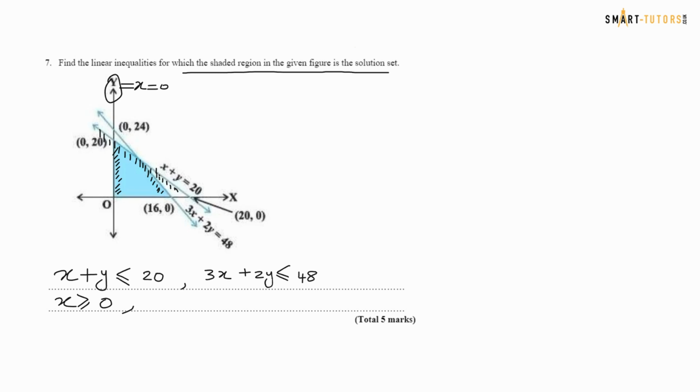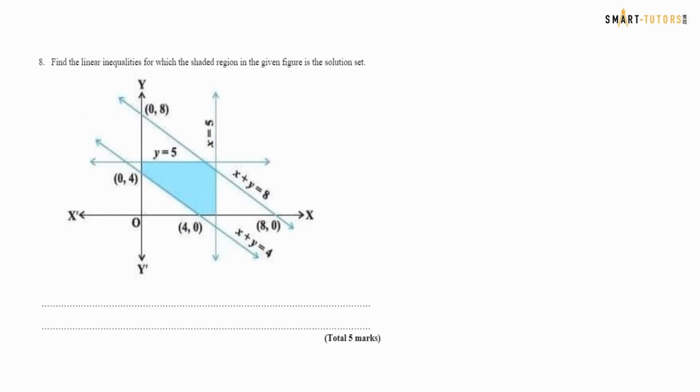The x-axis, another name is y equals 0. So that is above. So y is greater than or equal to 0. So those are the four inequalities you need to write to comply with the shaded region.